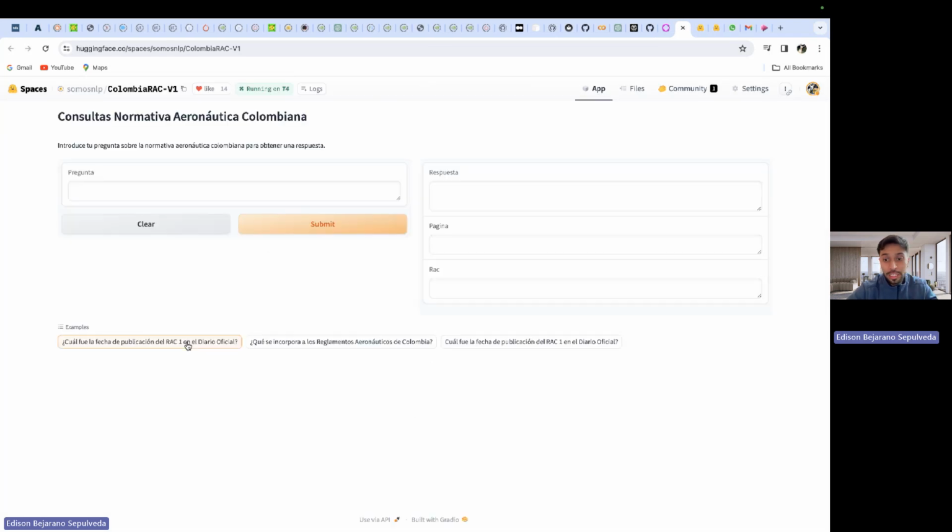So this is the space if you want to try it. Here you write the question and you get the answer, the page, and the RAC, the regulation that is behind that answer. So it is very important for people who need the data to be very precise.